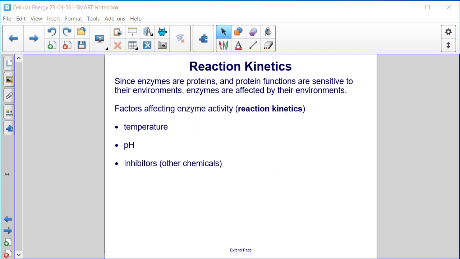Reaction kinetics. Since enzymes are proteins and protein functions are sensitive to their environments, enzymes are affected by their environments. Factors that affect enzyme activity, or reaction kinetics, are temperature, pH, and inhibitors, other chemicals that may be present to inhibit the activity of the enzyme.